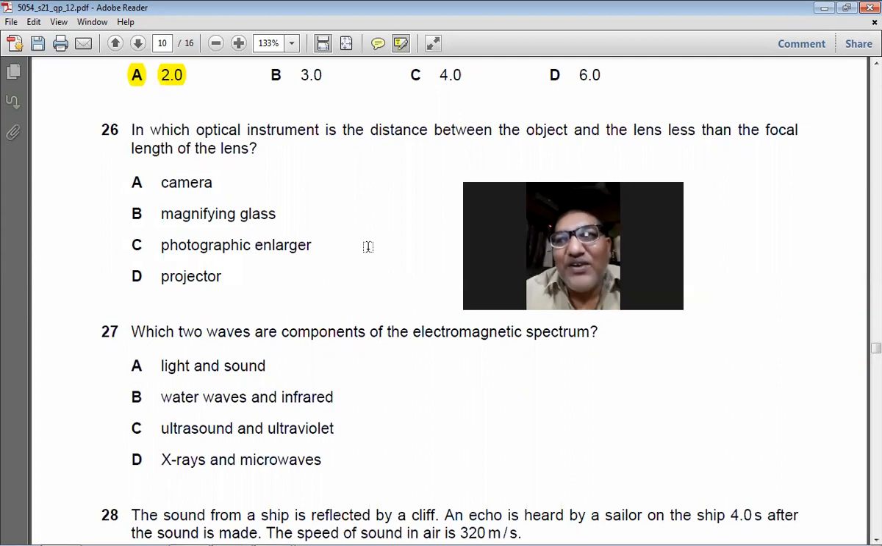So in which optical instrument is the distance between the object and the lens less than the focal length of the lens? Magnifying glass. B option, a very straightforward and simple question. B is the right option.